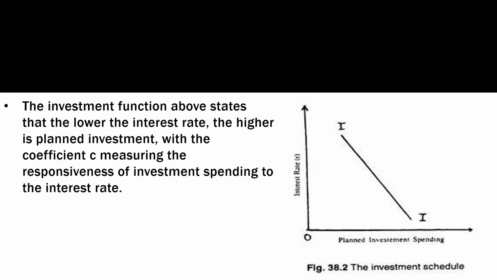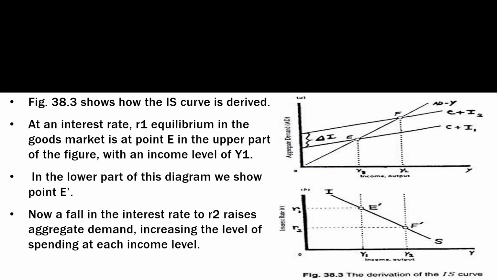Okay, so this is the planned investment curve, and it states that planned investment is a function of your interest rate. The lower the interest rate, the higher your planned investment, and here C looks at the responsiveness of investment spending to the rate of interest. We have seen a formula where C and R represent the rate of interest, and here C measures the coefficient of responsiveness of investment spending.